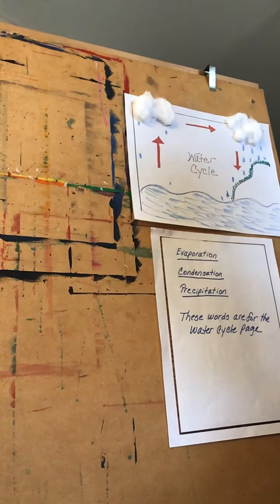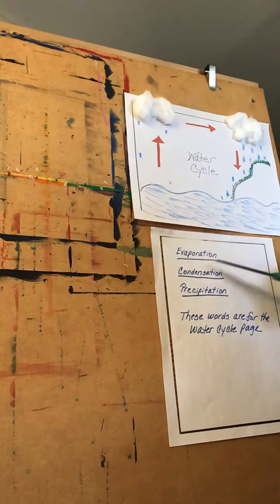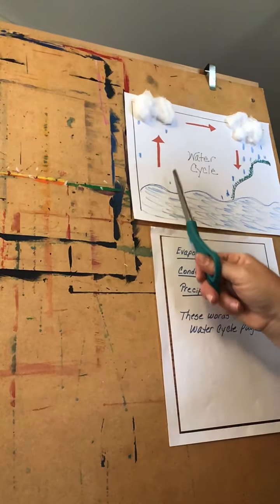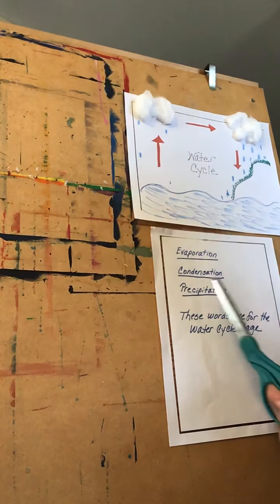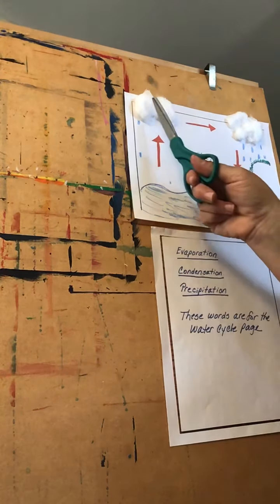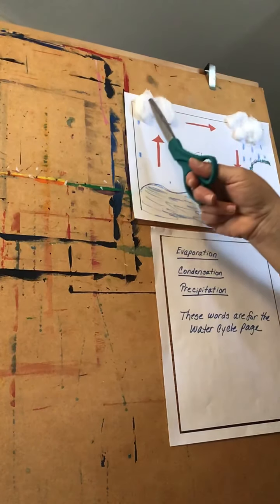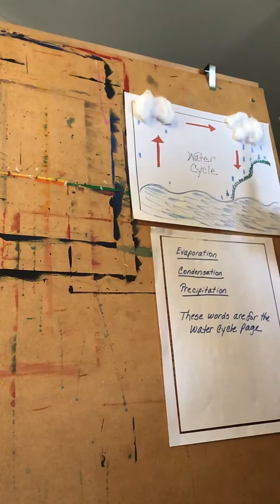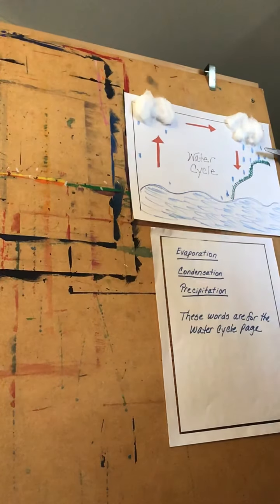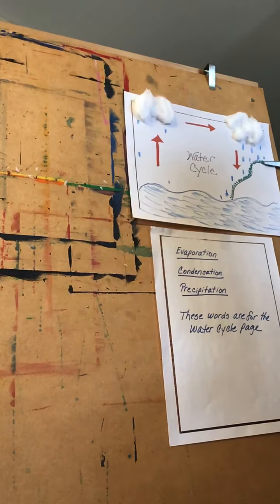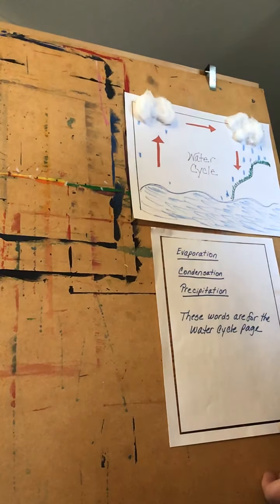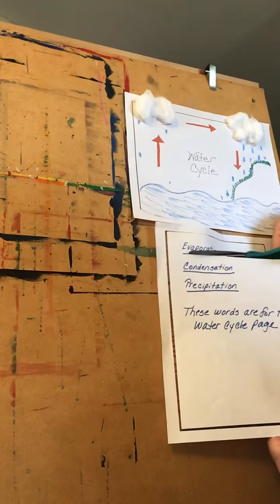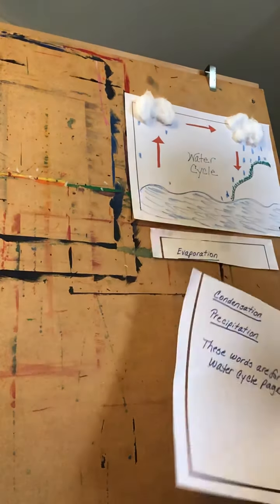So now we have to cut out the words that I gave you. I gave you evaporation, which means goes up into the sky. Condensation, which is when the clouds form, when water gets too heavy in the clouds from the evaporation, and they have to say, "Oh, I gotta let go of some of this water," and they cause precipitation, which is rain coming down. So with your scissors, I want you to cut on the line that's under the word evaporation, okay?